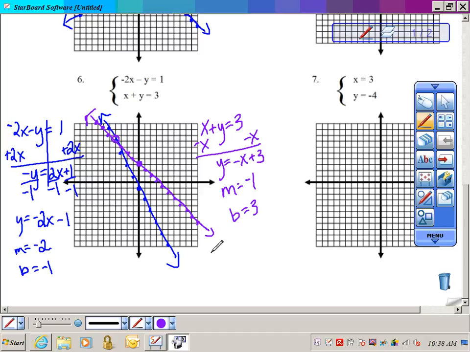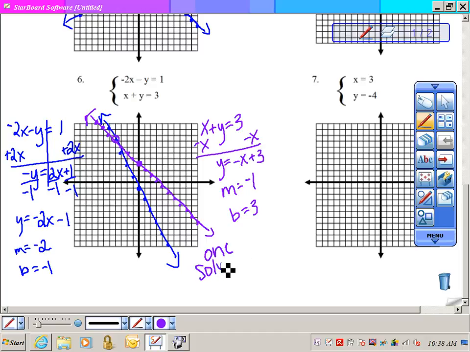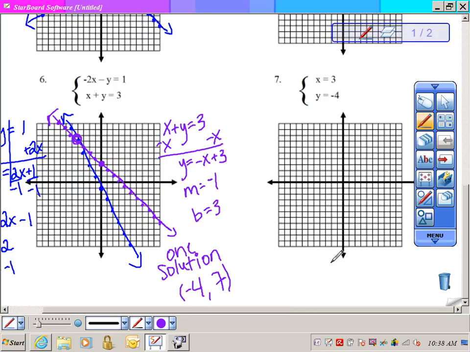How many solutions? 1. So we have 1 solution. And what is that solution? What's the x value of this point here? Very good. Negative 4. And what's the y value? 7. Negative 4, 7 is our solution. All right, number 7.